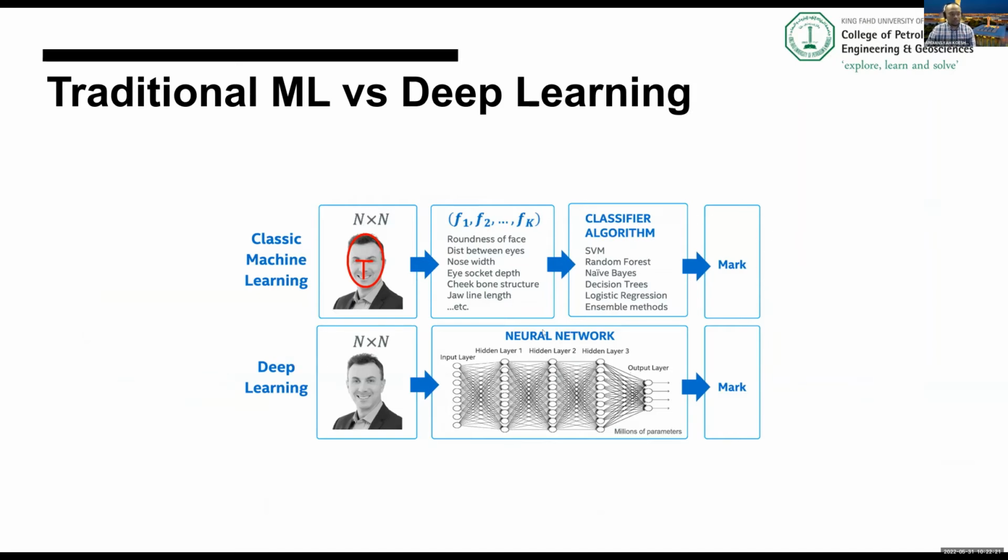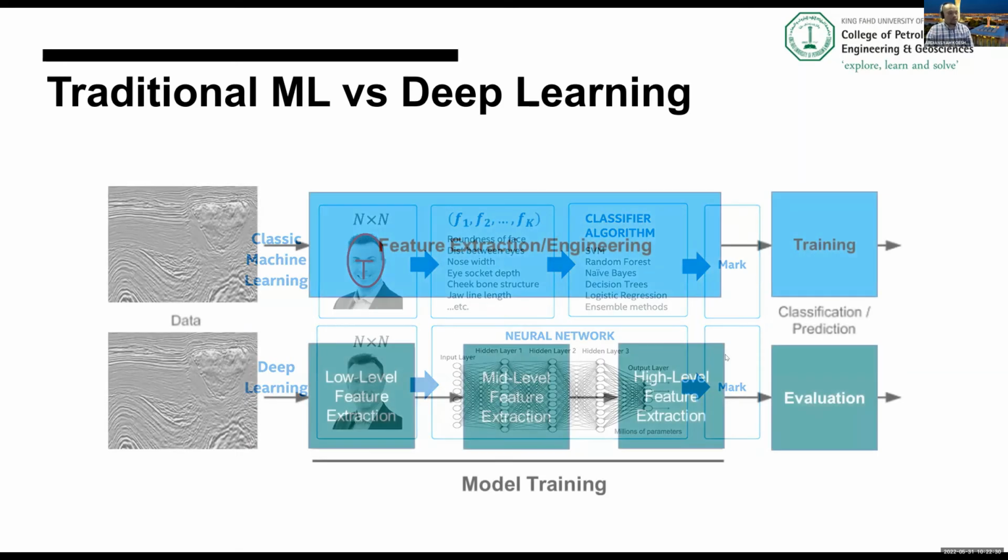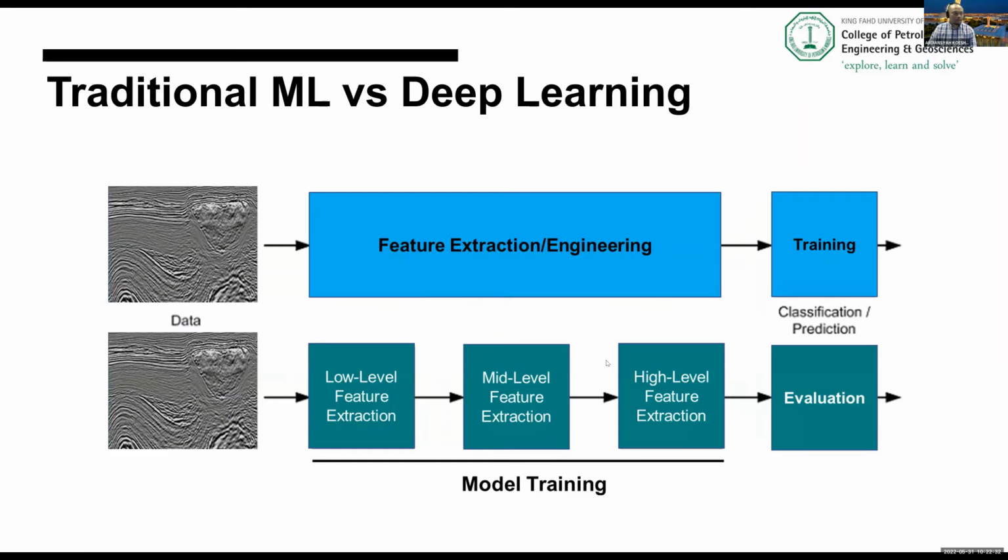While in deep learning, this is an end-to-end system. There is no feature engineering here. This is all done within the network itself. Just another summary: if you have seismic data and you are using classical machine learning, you need to do all this big feature extraction and engineering to look into the specific features. But for deep learning, you create these different feature extraction processes throughout your networks.